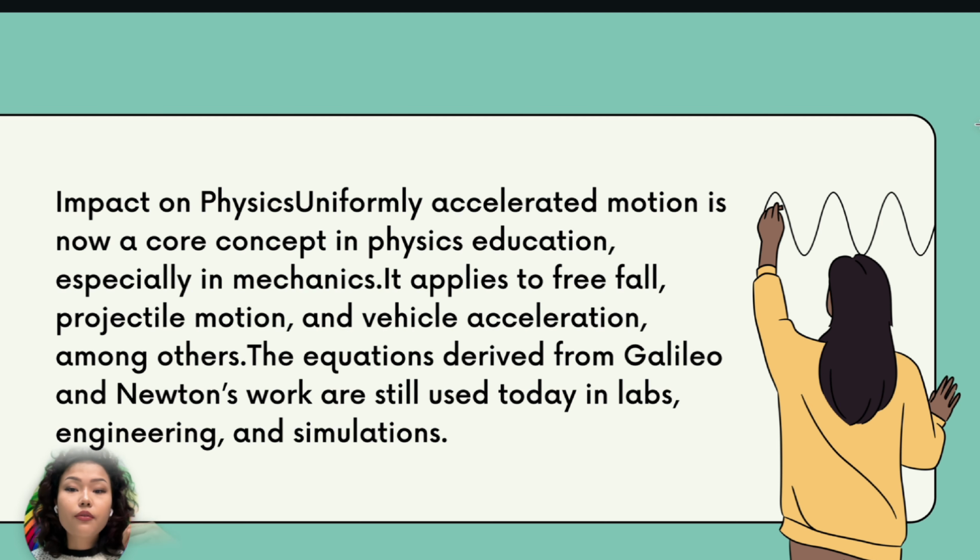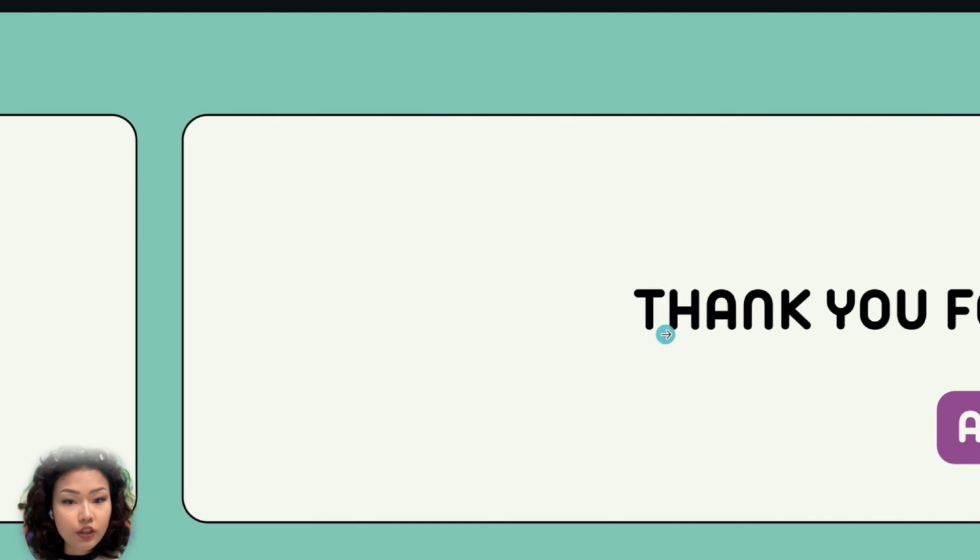So, the impact of physics: uniformly accelerated motion is a core concept in physics education, especially in mechanics. It applies to free fall, projectile motion, as we said before, and vertical acceleration, among others. The equations derived from Galileo and Newton's works are still used today in labs, and we will use them together in our laboratory work in the second part, also in engineering and simulations.